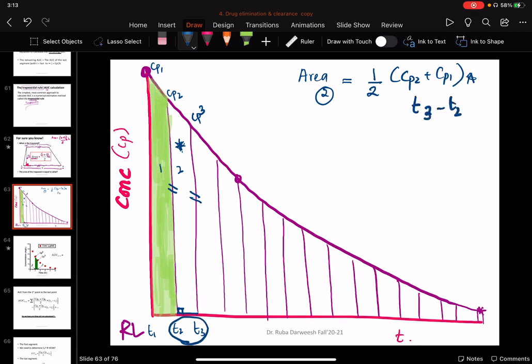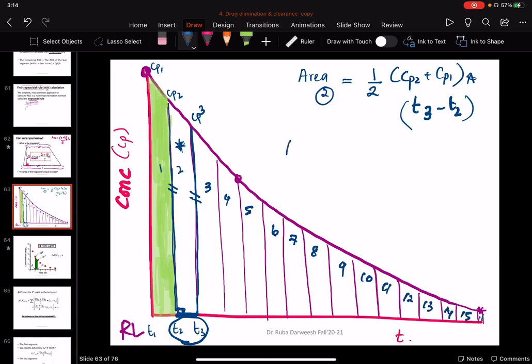Which would be equal to T3 minus T2. Okay, so again, you will have the length of this, which is CB2, plus the length of this, then take the half of it, then multiply it by the height, which is T3 minus T2. This is the area of the second one. You can determine the area of each one of them. Okay, let's say this is 16.